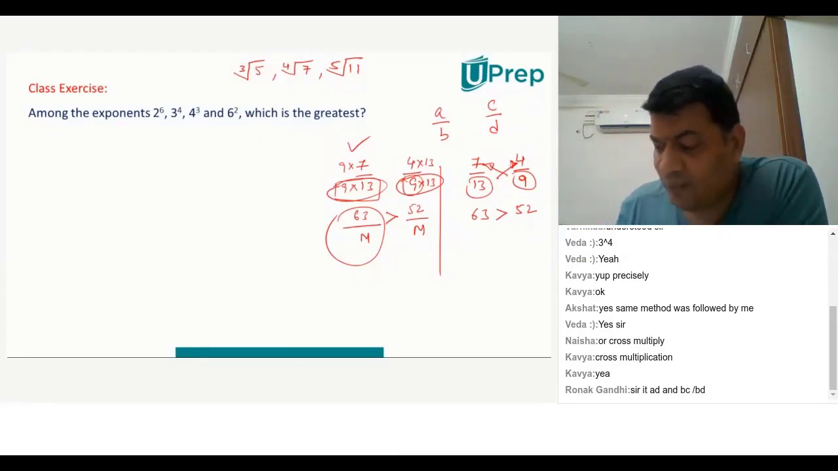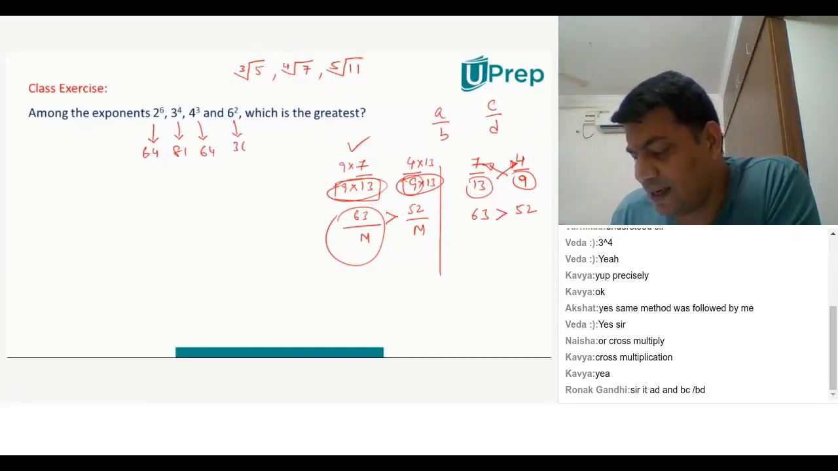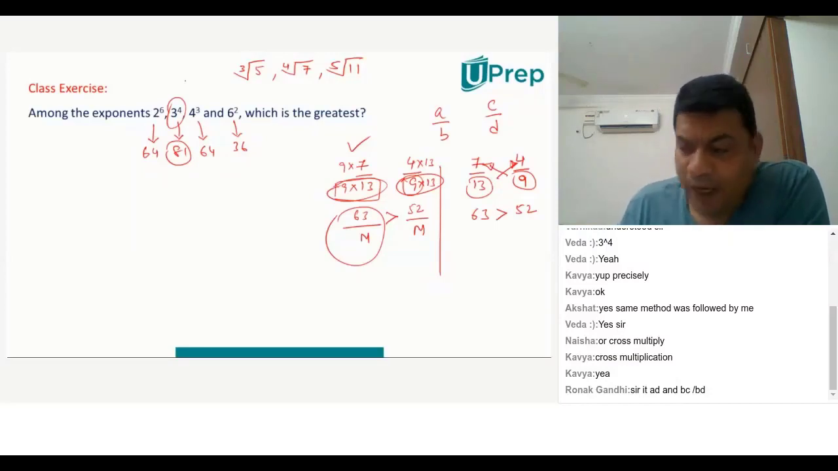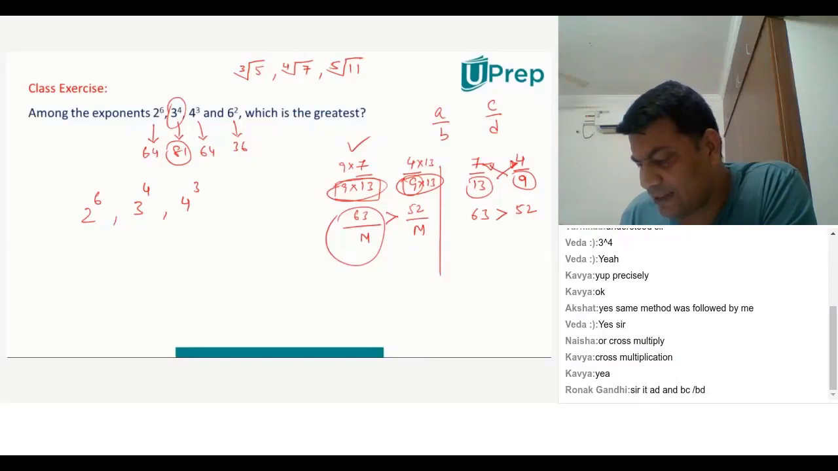So when I'm teaching, I gave you a simple example. When you look at this, the way Arya did, 2 power 6, he calculated, he said it is 64, 3 power 4 is 81, and 4 power 3, 4 fours are 16, 16 fours are 64, and 6 square is 36. Clearly, 81 is greater. So all of you might have decided that 3 power 4 is the greatest among the given numbers. Now, the point is not this particular question. I wanted to teach you concepts. So concentrate. 2 power 6, 3 power 4, 4 power 3, and 6 square.